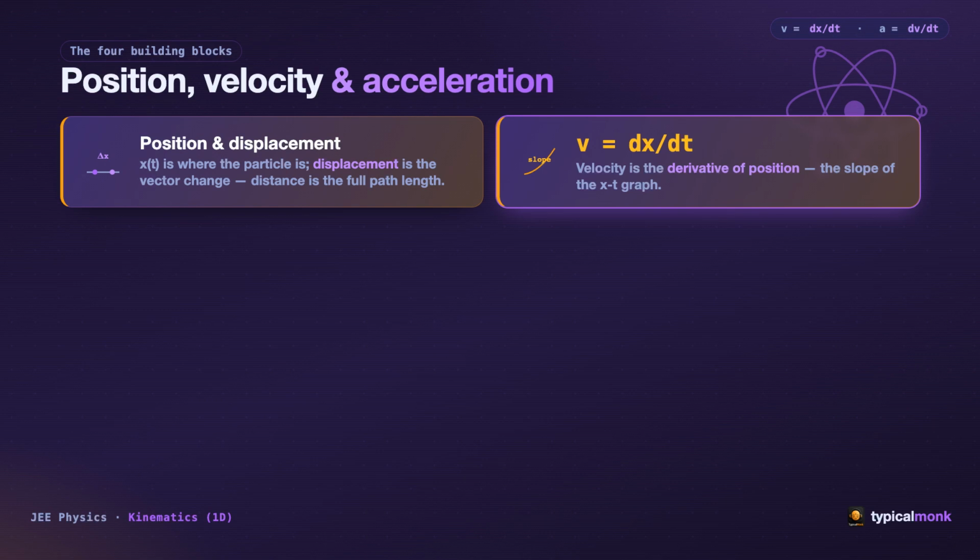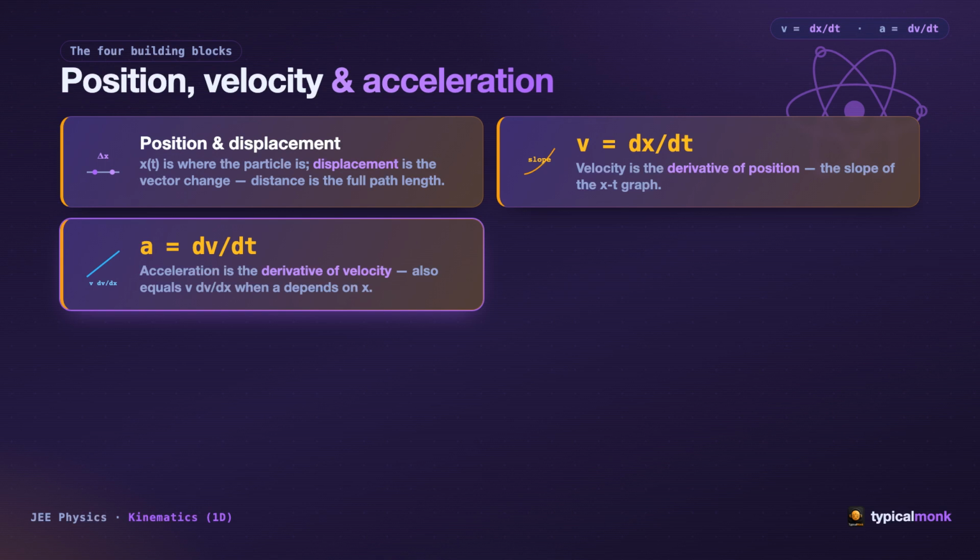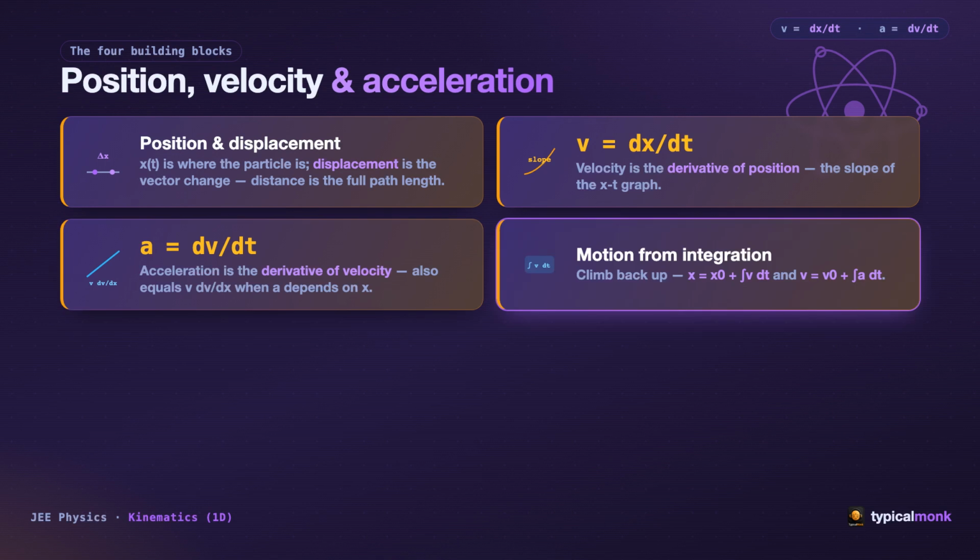at that exact instant. Acceleration is the derivative of velocity with respect to time, a equal dv dt, the slope of the v-t graph. It also equals v dv over dx, which becomes the hero the moment acceleration depends on position instead of time. And going backward, we recover motion by integration. Position equals the integral of velocity. Velocity equals the integral of acceleration. Differentiate to go down this chain. Integrate to climb back up.